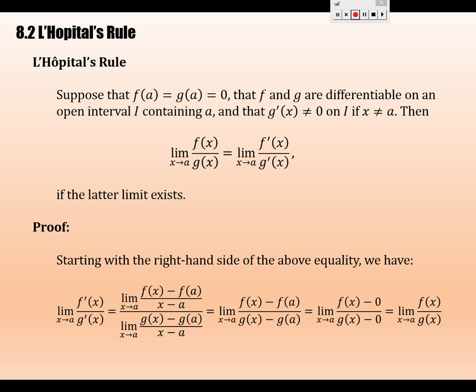Why does f of a become 0? Because we supposed it, yes. It's part of the hypothesis. Oh, great, got it. Yeah, this only applies if when you plug in a in the numerator and the denominator, you get 0 and 0. Like the problem we were just working on, right?